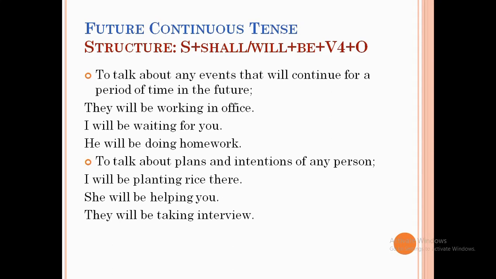Now let's talk about future continuous tense. The structure of future continuous tense is subject plus shall, will, plus be, plus verb 4, plus object. Future continuous tense is used to talk about any events or actions that will continue for a period of time in the future. Some actions or events that will be going on in the future. In that situation we can use future continuous tense.